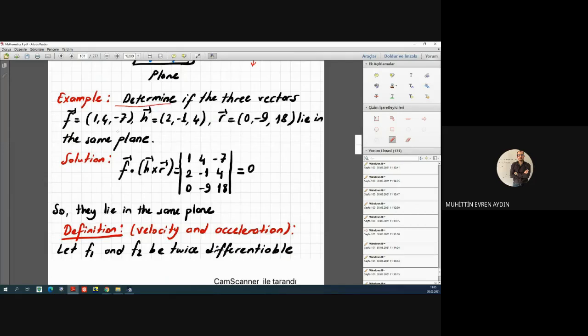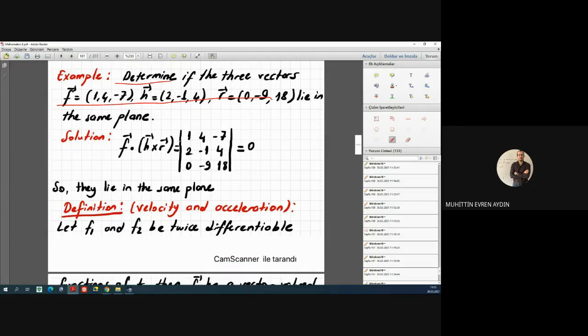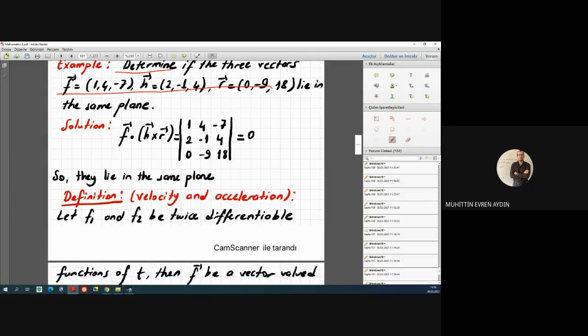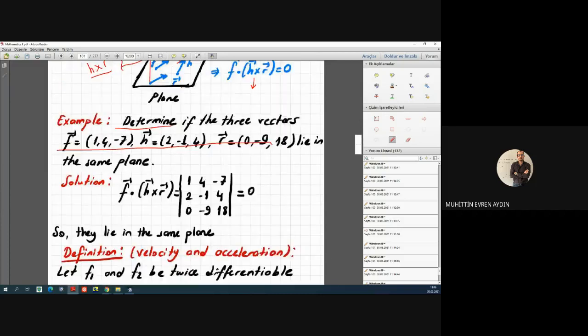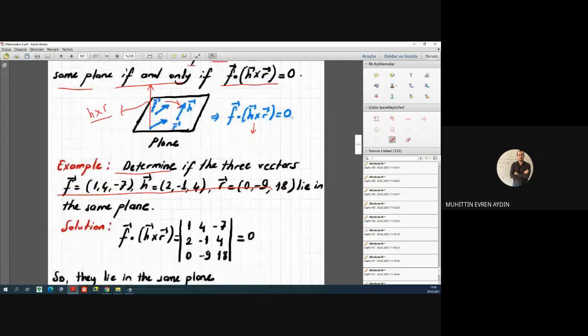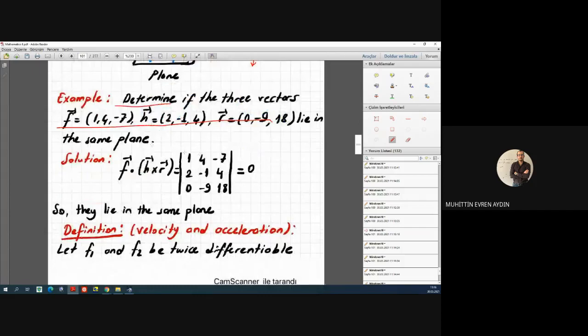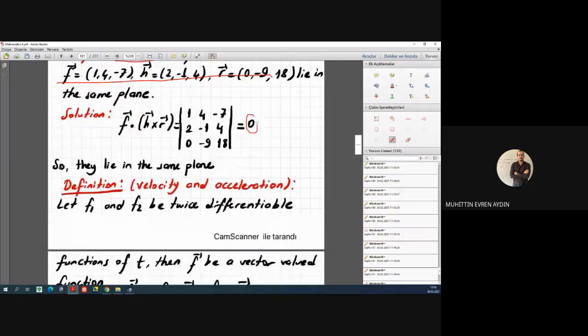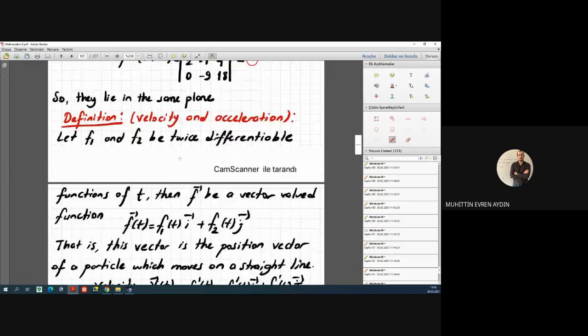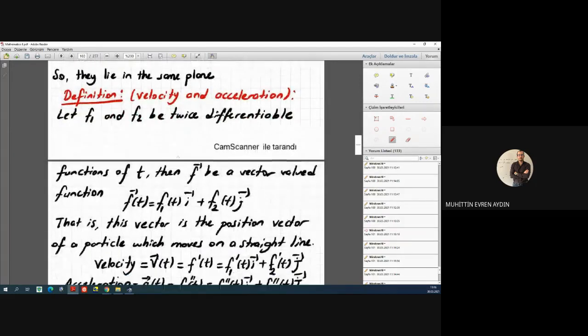Okay, let's determine if three vectors lie in the same plane by using this theorem. If their determinant is 0, it means that those are in the same plane. If you calculate, which is simple, you will see that it is 0, which means that those are in the same plane. Some little physical terms: velocity and acceleration.